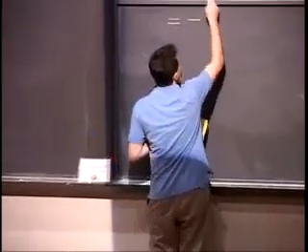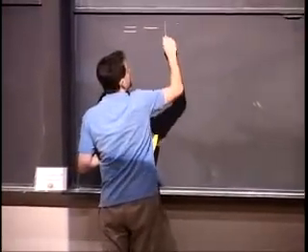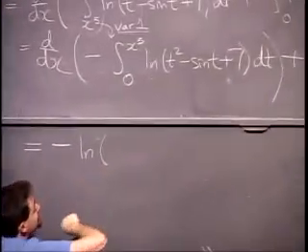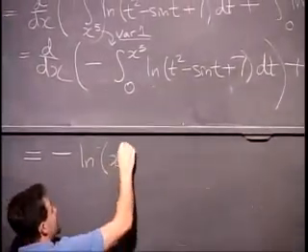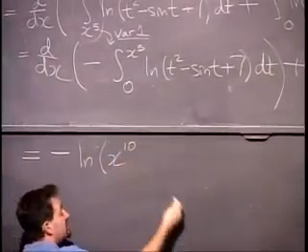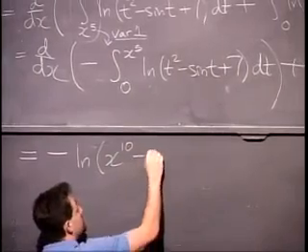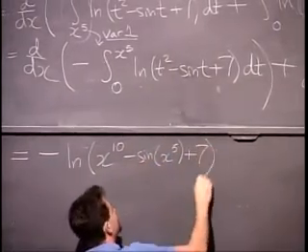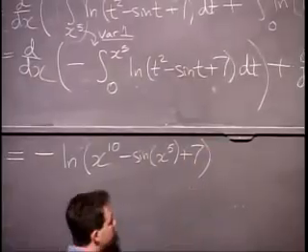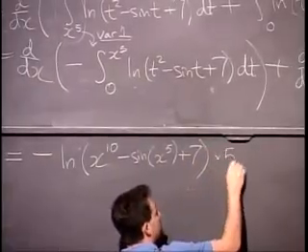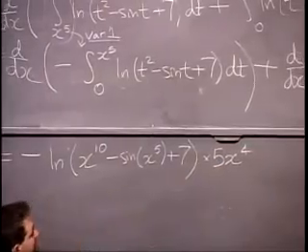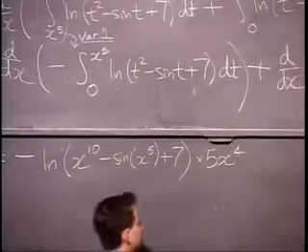I've got the minus sign from up here. I'm just going to take this integrand, and where I see t, I'm going to put x to the 5. So t squared is x to the 10, minus sine x to the 5, plus 7. And now I've got to use the chain rule in a way of multiplying by the derivative of x to the 5. So that takes care of the first piece.